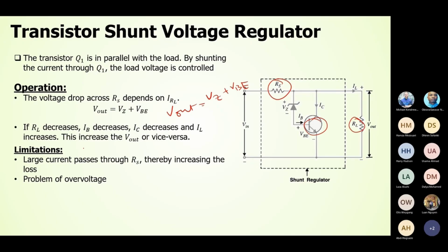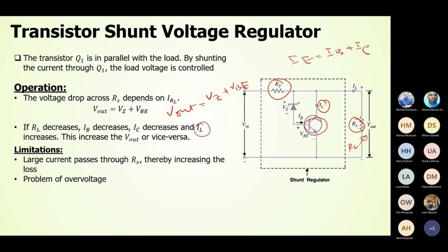Okay. Now if for some reason RL decreases, so there is a change in the load, this will cause the base current to decrease. As a result, collector current will decrease, and this will increase the IL, load current. Or vice versa. If RL increases, then IB will increase, and this will cause IC to increase, because if you remember, I equals IB plus IC.